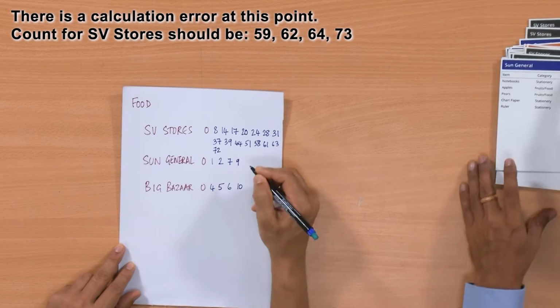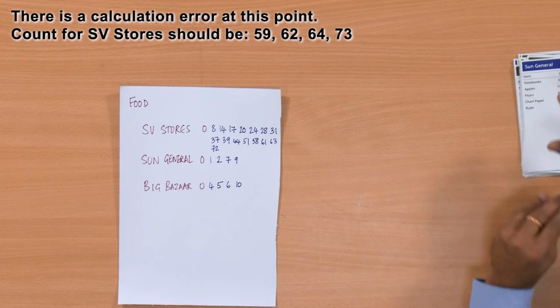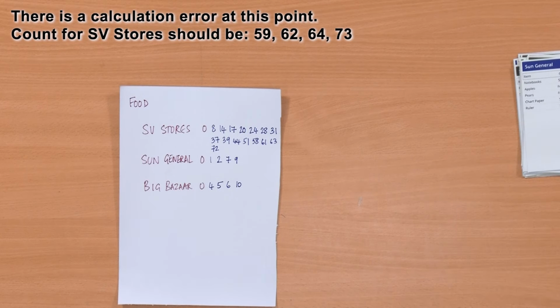So it's very clear that SV Stores is by far the most popular for food, and Sun General and Big Bazaar are almost equal, 9 and 10. But if we had asked similarly about some other category, like stationery for instance, then it would have been different. Obviously these are different types of shops.